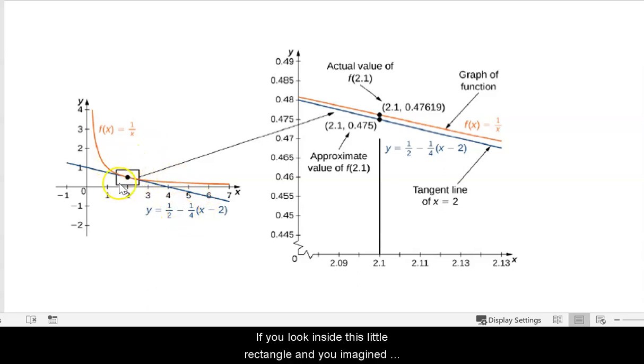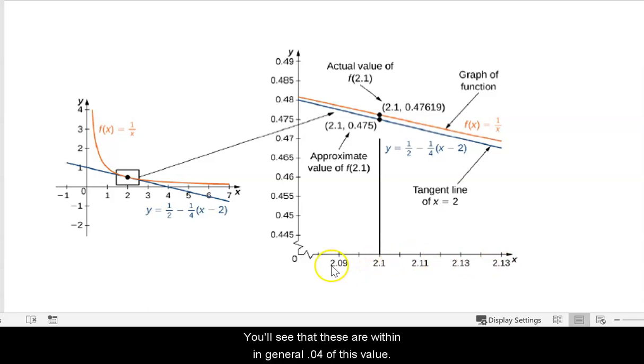If you look inside this little rectangle and you imagined using a microscope or a magnifying glass to get closer to it, you'd get a picture like you see here on the right. On the right, you can see that you've zoomed in so close that you can hardly tell the difference between the curve, that is the orange line, and the tangent line, that is that dark blue line. In other words, they both look like lines as long as you are relatively close to the value x equal 2. And you can see down here on the x-axis what we mean by relatively close.